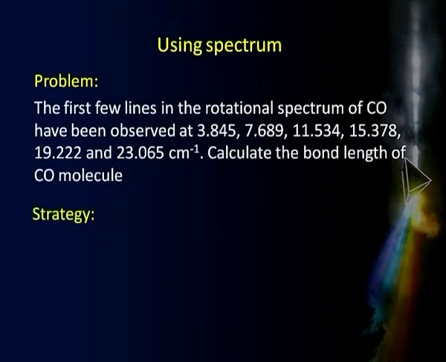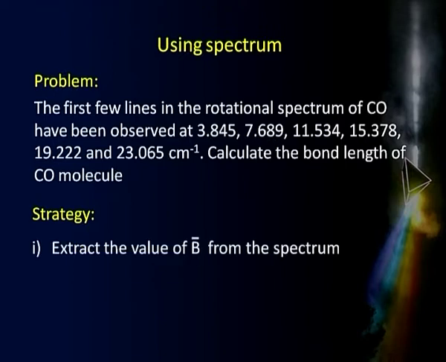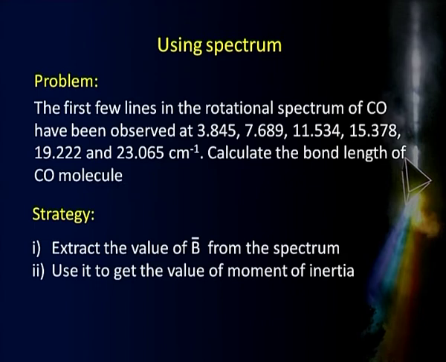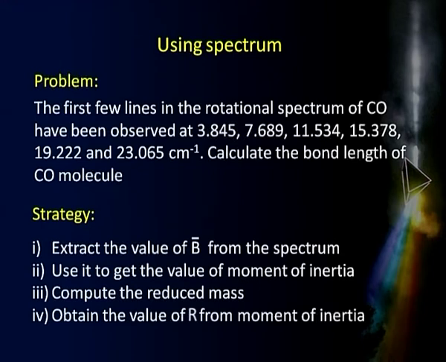Now, let us first devise a strategy to use this data. The first step of the strategy is that we must extract the value of b bar from the spectrum. We will see how we do that. Thereafter, we use this value of b bar to compute the moment of inertia. The third step is we compute the reduced mass, and the fourth step is we obtain the value of r from the moment of inertia. All these relationships we have talked about earlier. Okay. Let us see how we operate on this strategy.